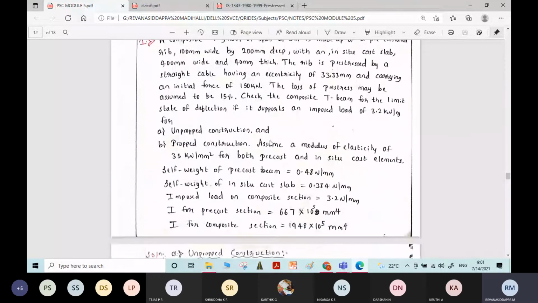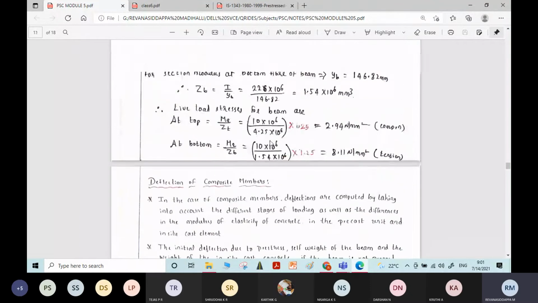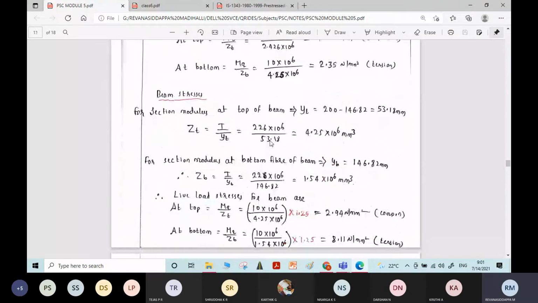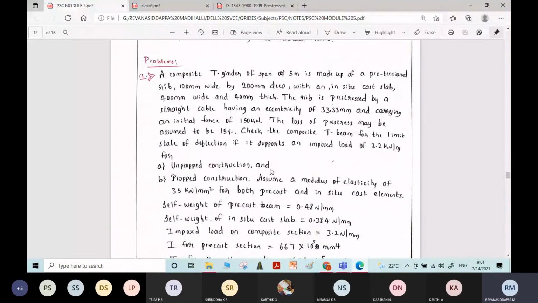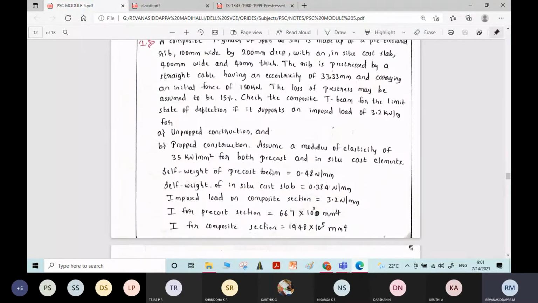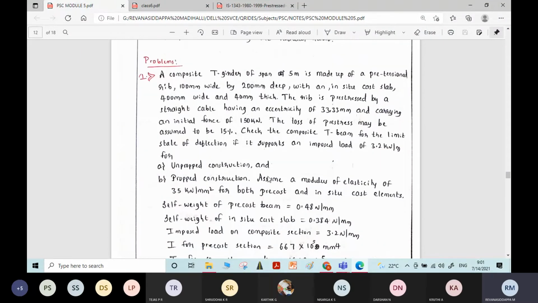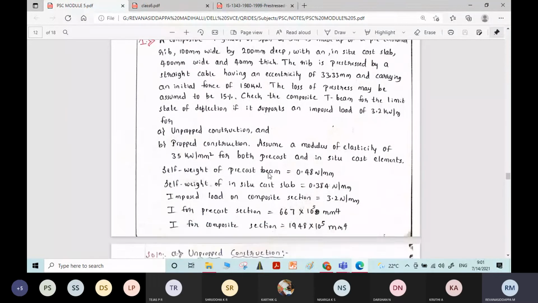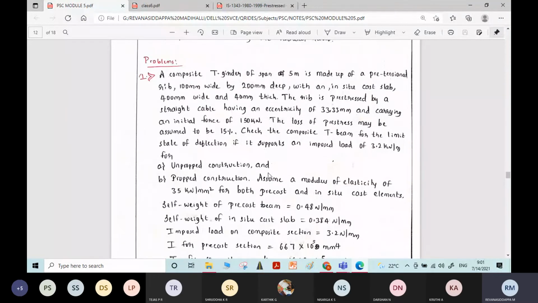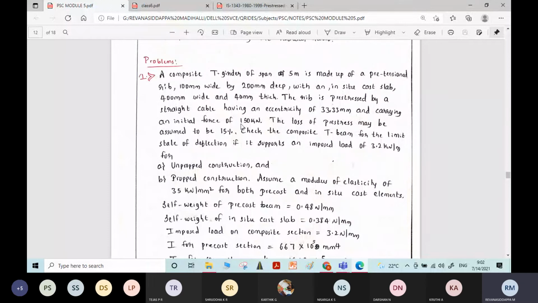Just note this problem. Problem number 1. Write the headline as deflection of composite members. If you have thoroughly understood Model 2, the deflection of PSC beam, then there is nothing difficult in understanding the deflection of composite beams. It is 90% the same. All of you write this problem, take 2 minutes.